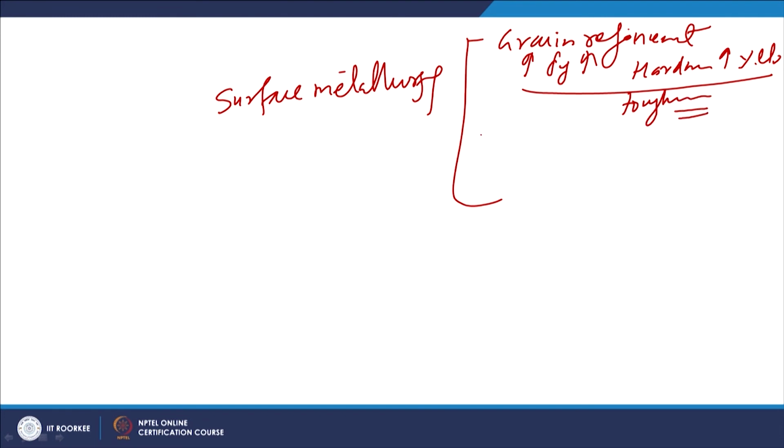So, these properties in combination improve the toughness. Here the yield strength is found inversely proportional to the square root of the average grain diameter. So, the finer the grain structure, the better the hardness and the improved yield strength.